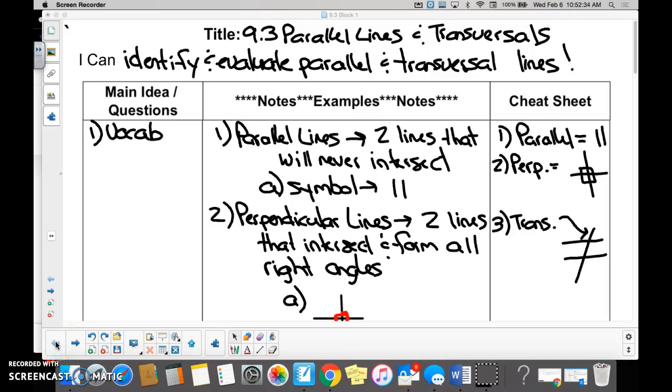9.3 Parallel lines and transversals. I can identify and evaluate parallel and transversal lines. Yes or no? Yes. Thank you, Carly.